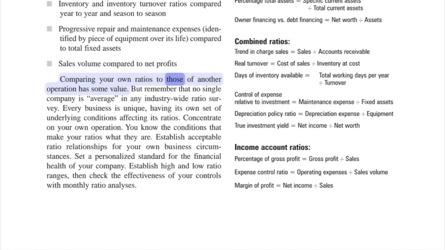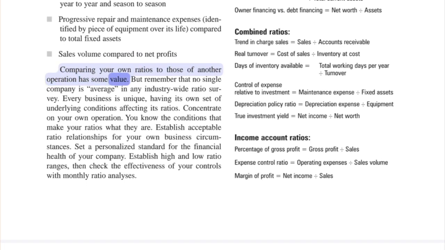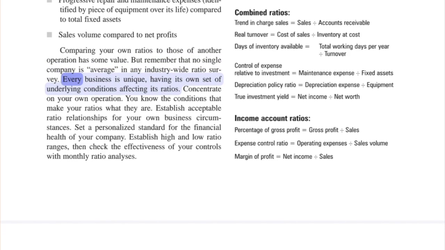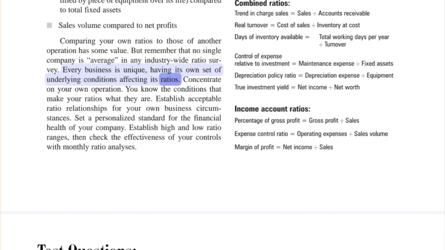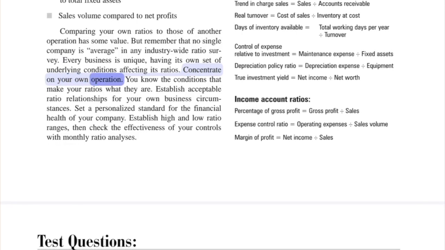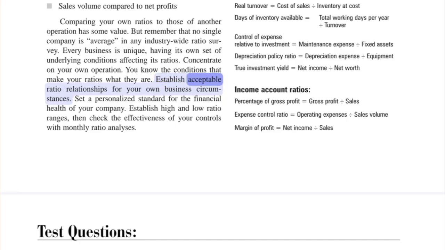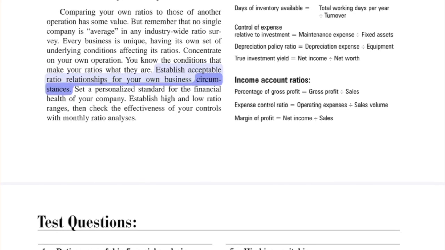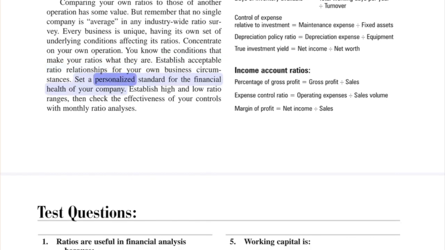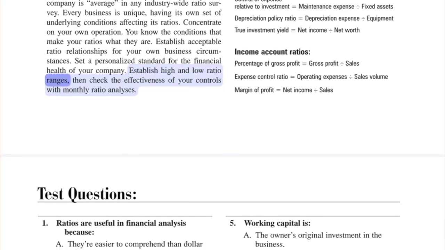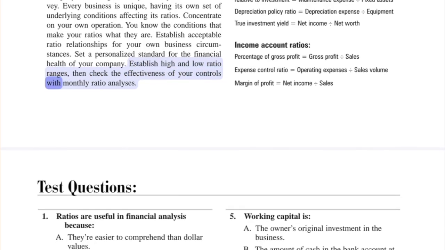Comparing your own ratios to those of another operation has some value. But remember that no single company is average in any industry-wide ratio survey. Every business is unique, having its own set of underlying conditions affecting its ratios. Concentrate on your own operation. You know the conditions that make your ratios what they are. Establish acceptable ratio relationships for your own business circumstances. Set a personalized standard for the financial health of your company. Establish high and low ratio ranges, then check the effectiveness of your controls with monthly ratio analyses.